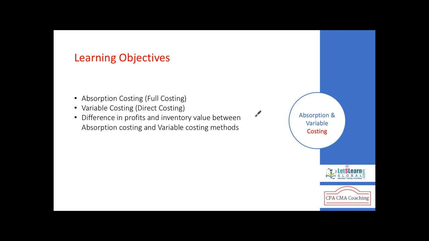So with this, you can make it simple: if there is no ending inventory on the closing date, we do not have any inventory, there is no question of absorption costing and variable costing. You understand? Only when there is a closing stock at the end of the year, we will check whether we should use absorption costing or variable costing. Okay.